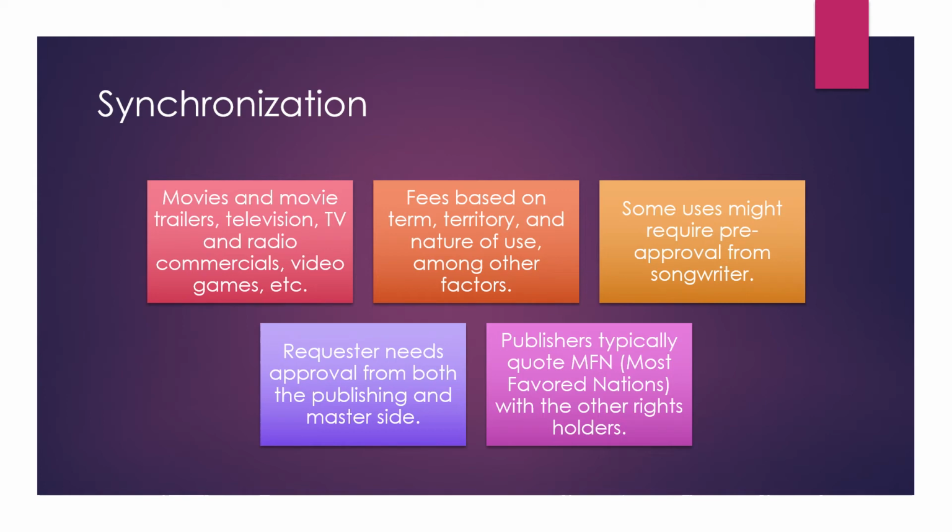However, it's typical for a publisher to go what's called MFN, or most favored nations, with the record company as well as any other publishers on the song. And what that means is that if another rights holder quotes a higher fee, the music publisher will also get that fee. It's a way to protect the music publisher and ensure that they'll receive as high a fee as any of the other rights holders on the song.